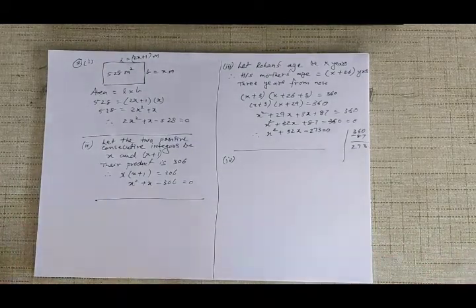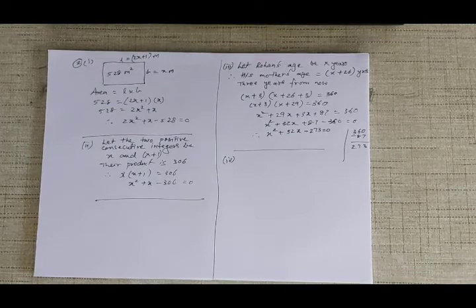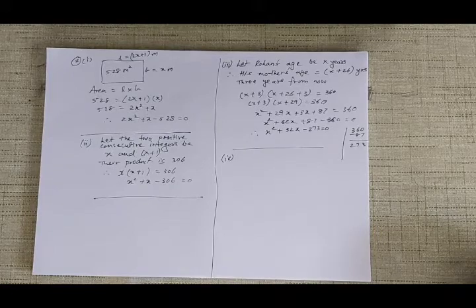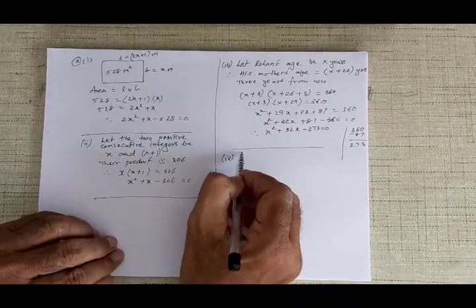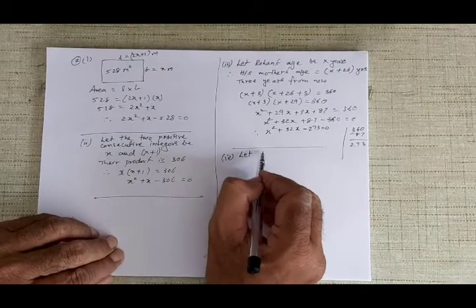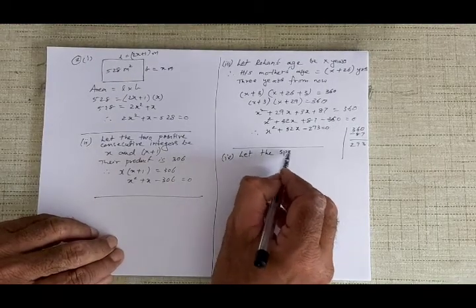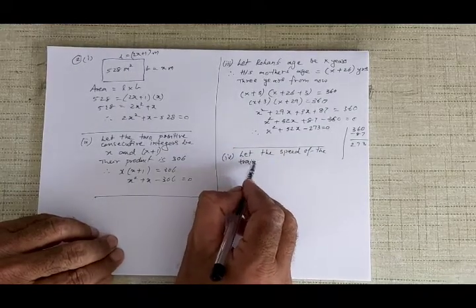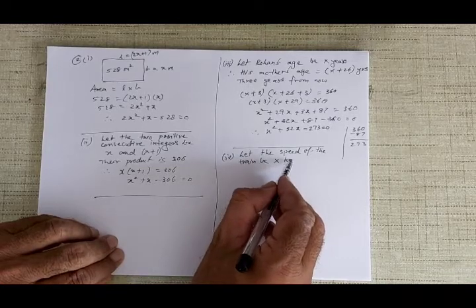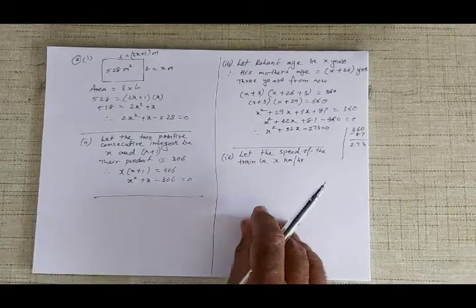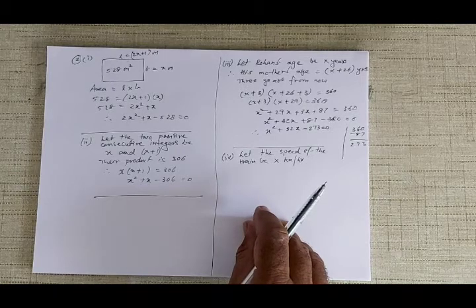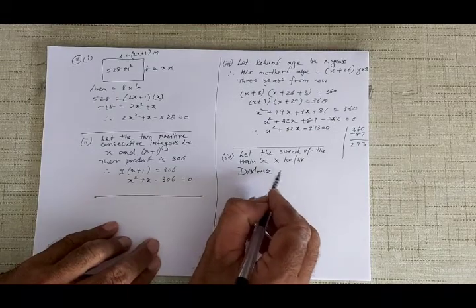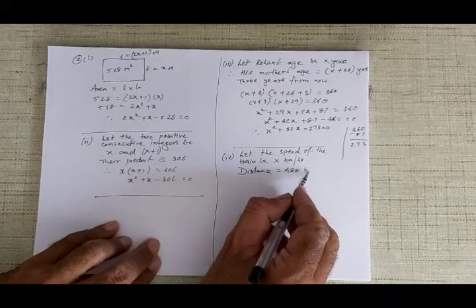The next question says that a train travels a distance of 480 kilometers at a uniform speed. So let the uniform speed of the train be x kilometers per hour. The distance it is supposed to travel is equal to 480 kilometers.